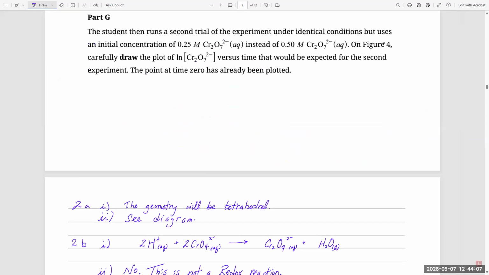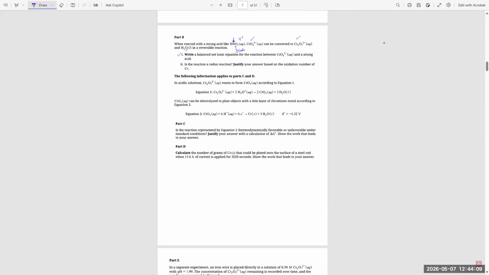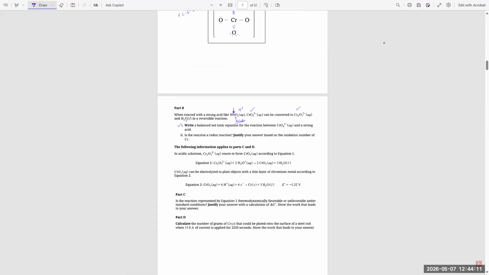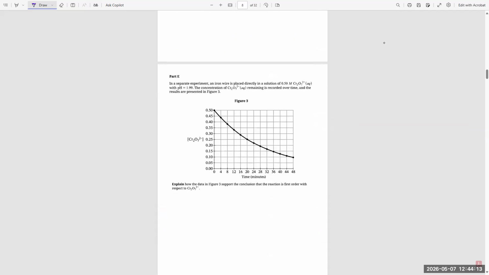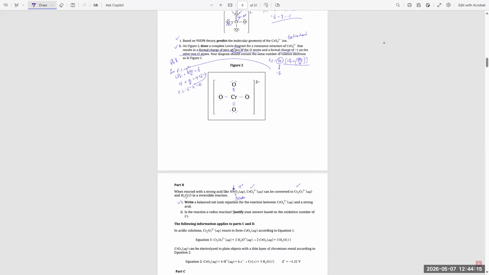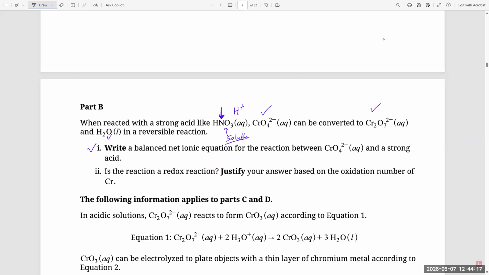All right, so let's mark that off, right? Part 2B2 is done. It's not a redox reaction. So at this point, maybe I'm going to put away my redox hat, right? And then just focus on something else.